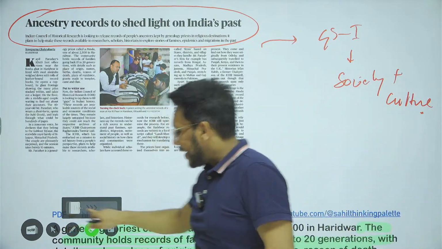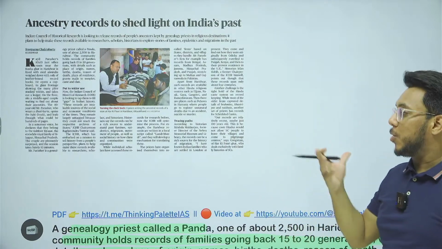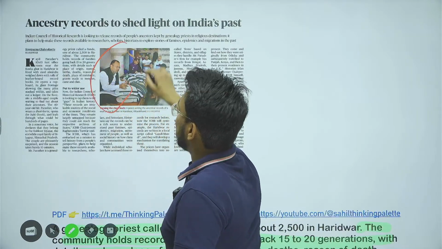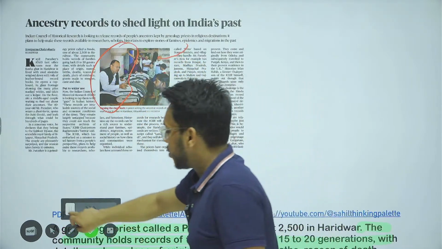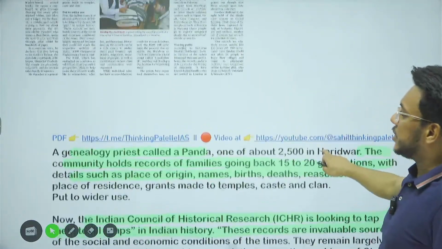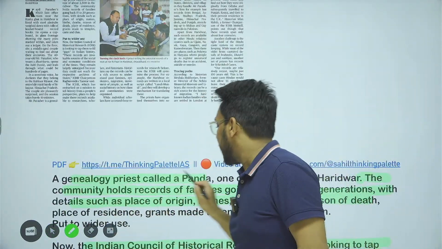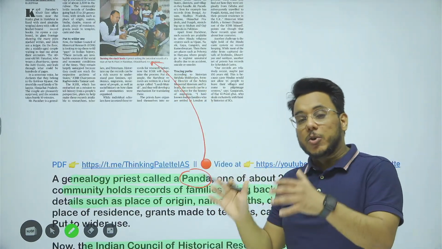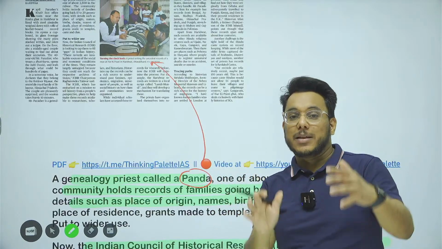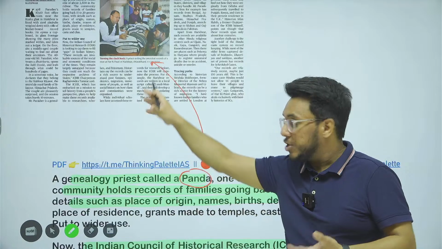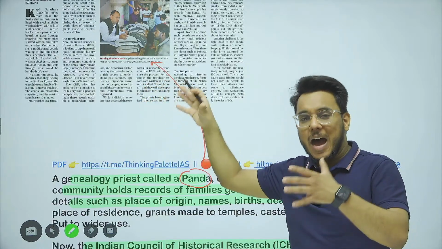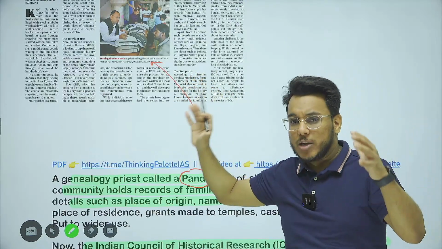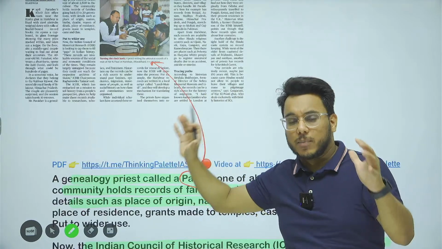So basically, guys, most of you might know this; if you don't, I will tell you. There is a tradition of the genealogy priest. Now, who are these? These genealogy priests are also called pandas. These are the people who compile the genealogical history of people, their families, and their ancestors. These genealogy priests or pandas are there in many cities, and they compile the genealogical histories of people and their families.